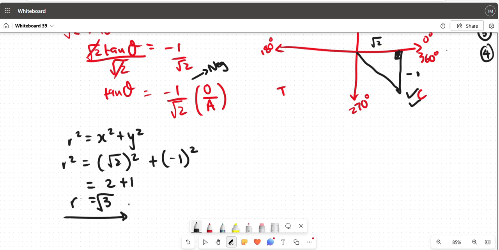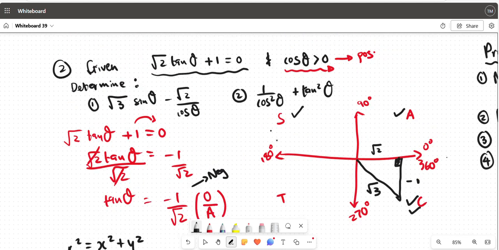But why am I not putting plus minus there? Because we know r is always positive. So it will be a root 3 looking like that as a positive answer. So now that I've solved, I've completed my diagram, then I can start working out those questions that were given.